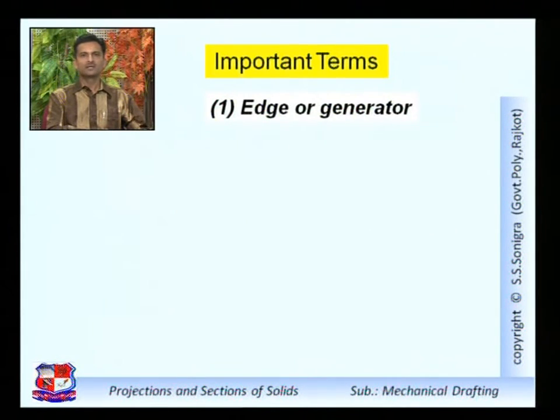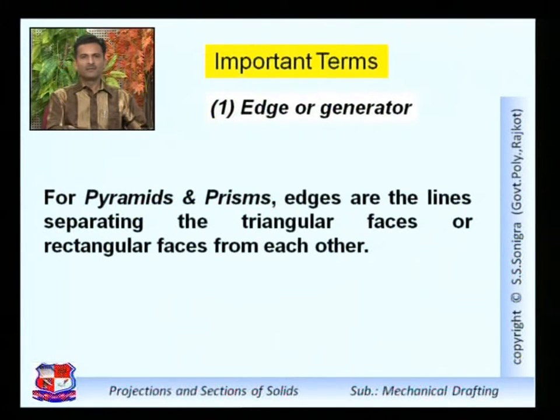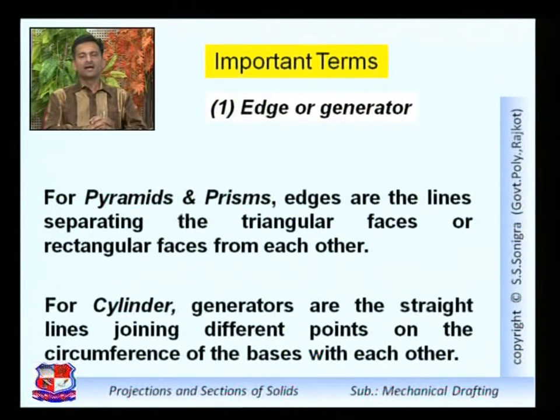Now important terms related to solids. First is edge or generator. What do we mean by edge or generator? For pyramids and prisms, edges are the lines separating the triangular faces or rectangular faces from each other. That is called the edges. For cylinders and cones, generators are the straight lines joining different points on the circumference of the bases with each other. And for a cone, the points on the circumference are joined to the apex point, and we can form the generators.